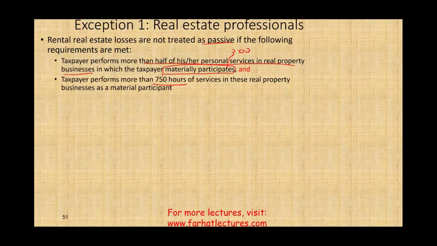So simply put, if you have another full-time job, most likely you are going to fail this real estate professional test. Okay? So again, this exception is designed for people who are involved in real estate development and real estate rental activities. It's basically a relief for them, because if their losses are passive, then they can only offset them against passive income. So it gave them this relief.